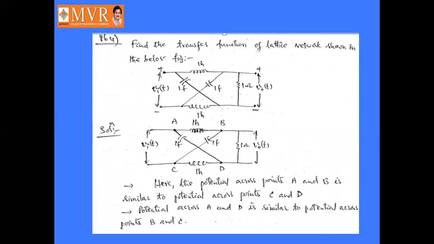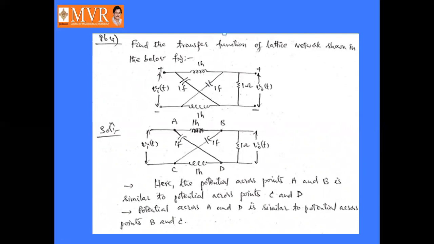But it is given as V naught of t and Vi of t. So from this lattice network, we will mark the points. This point is A, this point is B, this is C, and this is D. The potential across the points A and B is the same as the potential across the points C and D. Similarly, the potential across the points A and D is the same as the potential across the points B and C. Potential or voltage, whatever it is, both are the same.